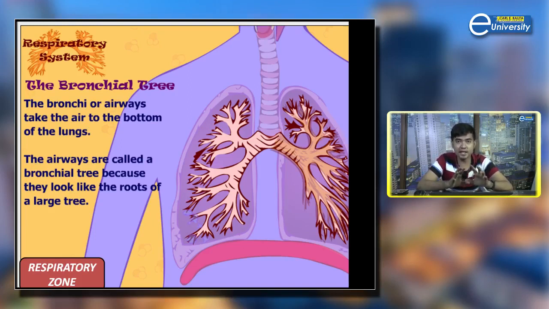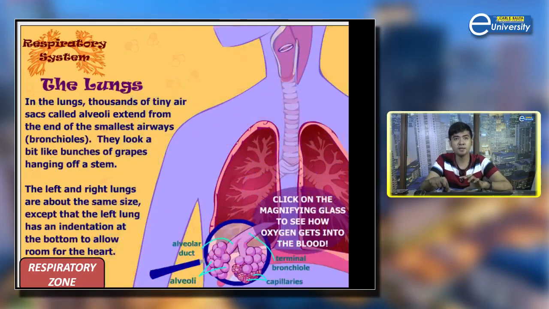So the bronchial tree attaches the lungs to the trachea. It allows the inspired air to pass through the lungs and allows gas exchange. Next are the lungs. The lungs are composed of tiny sacs called alveoli, which extend from the end of the smallest airways, the bronchioles. They look a bit like bunches of grapes hanging off a stem.